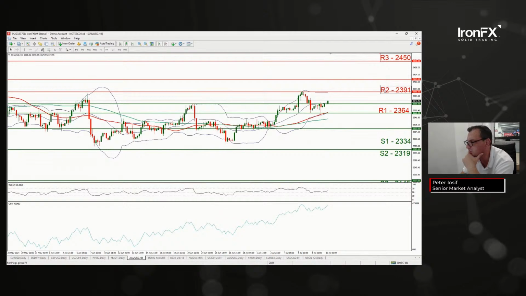The R2 at 2415. The R1 at 2391. Let's have a look what happens if we set it at 2390. Yeah, too low. 2392. That's better.